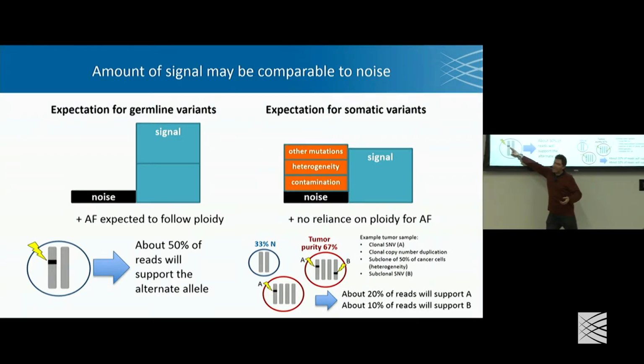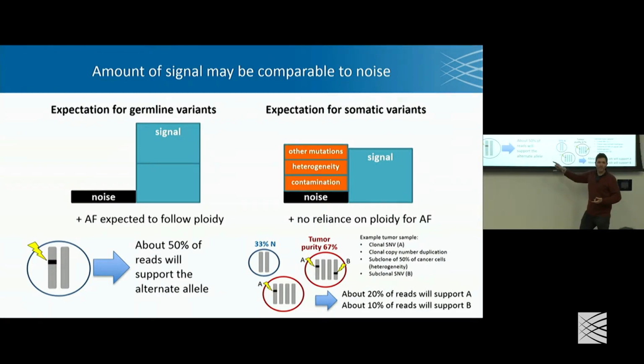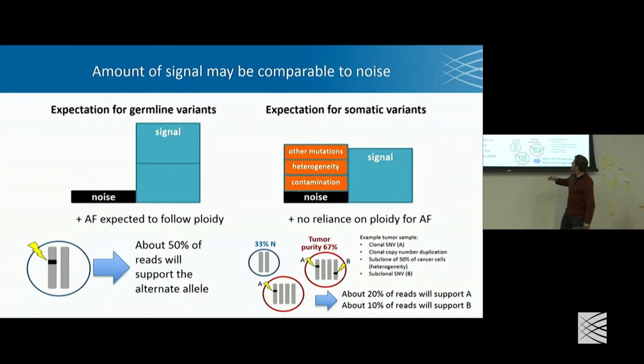Let's take this example. I have 1 mutation here. That means 50% of the reads will support the alternate allele. In somatic land, we took a biopsy. It turned out we had a purity of 67%. 33% of the cells have no changes at all. But then we have 2 subpopulations in the tumor. One of them has only mutation A. The other has mutation A and mutation B. That means I only have 20% of the reads to support mutation A and 10% of the reads to support mutation B. So now when I used to have 50 reads supporting my mutation, now I only have 10. See, life's hard.